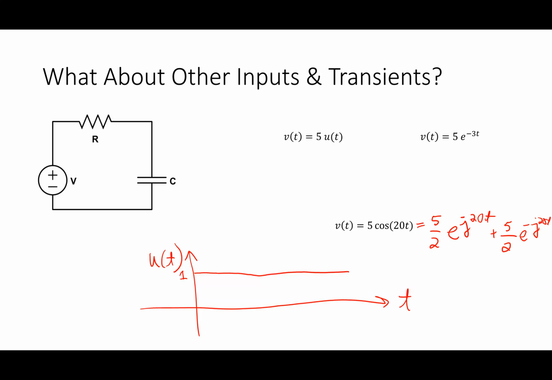I could also say this one is the real part of what? Isn't it the real part of V of t? V of t is real, 5 cosine 20t. So it's the real part of what? What complex exponential would that be the real part of?